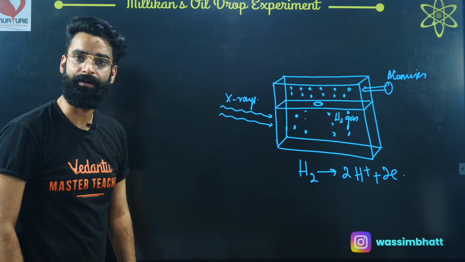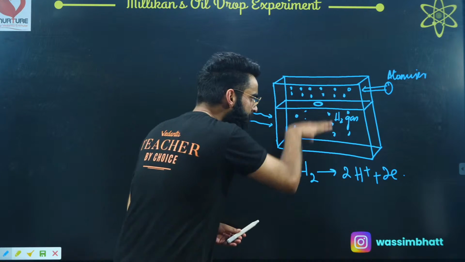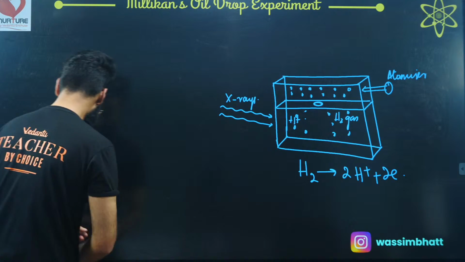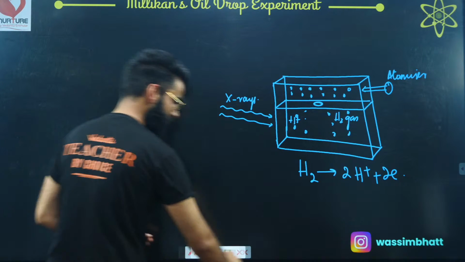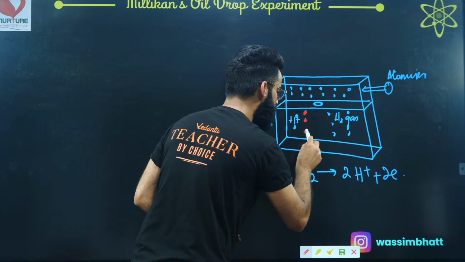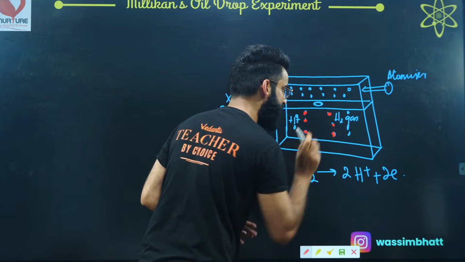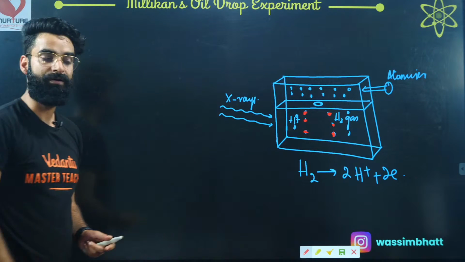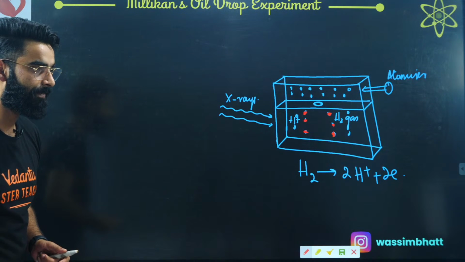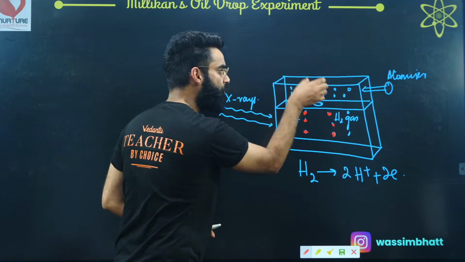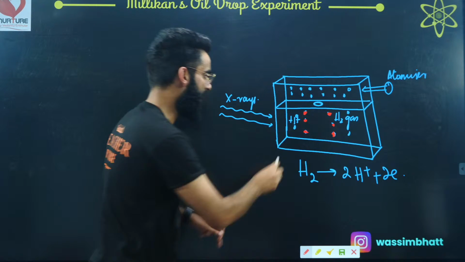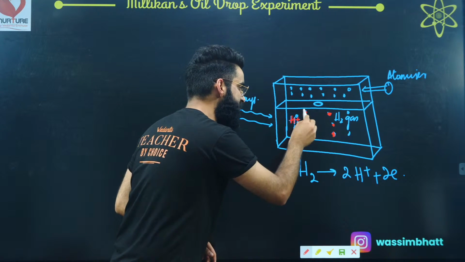Now people, in the bottom half we have got some H positive ions, and with these H positive ions I have got some electrons as well, right? These are the electrons which have come out from the hydrogen gas molecules when X-rays fell on these H2 molecules. So in the top half, I have got oil droplets. In the bottom half, I have got H positive ions, and with them some electrons as well.